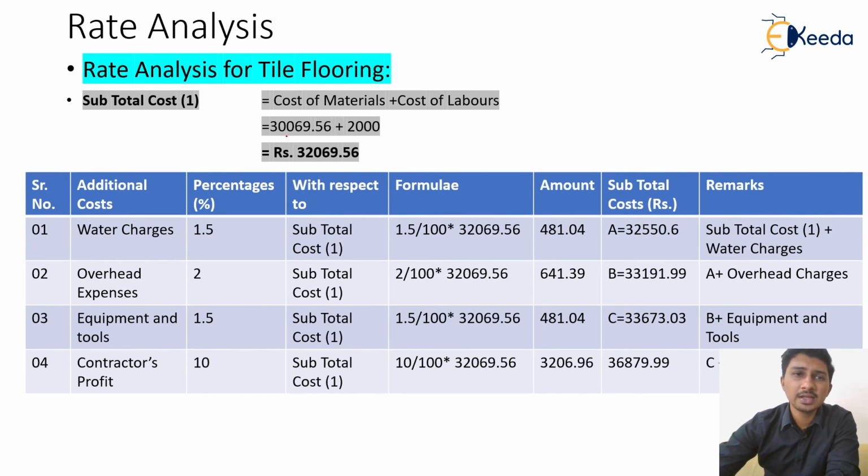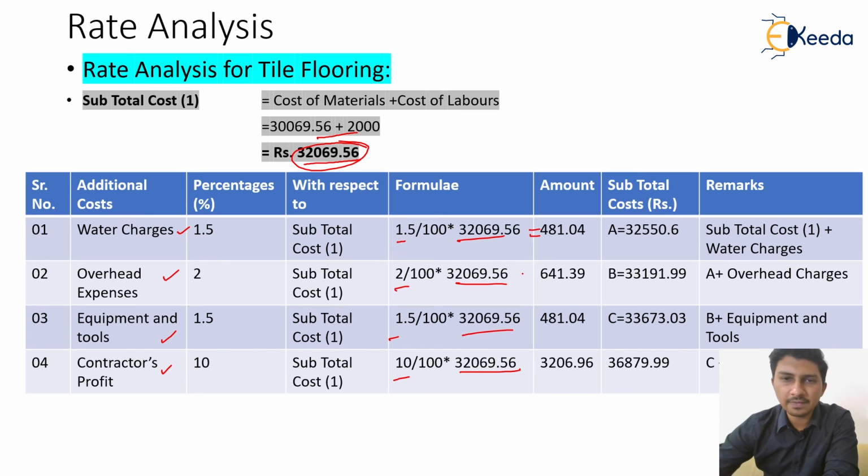The last step is to merge these values together, so that we get the total cost of labor and material. Again, in the same sheet we are going to calculate the water charges, overhead expenses, equipment and tools, and contractor profit. We will calculate all these values with respect to this value, that is the cost of cement, materials and labor together. So these values are mentioned in this format.